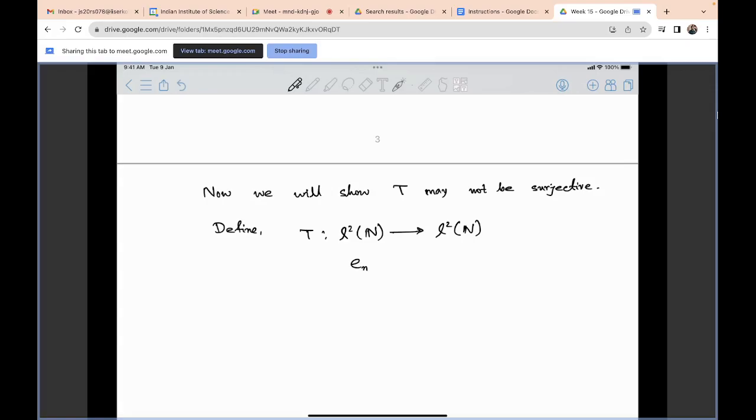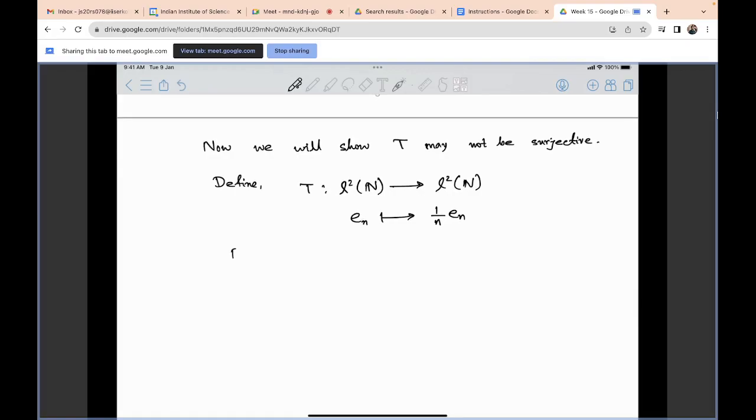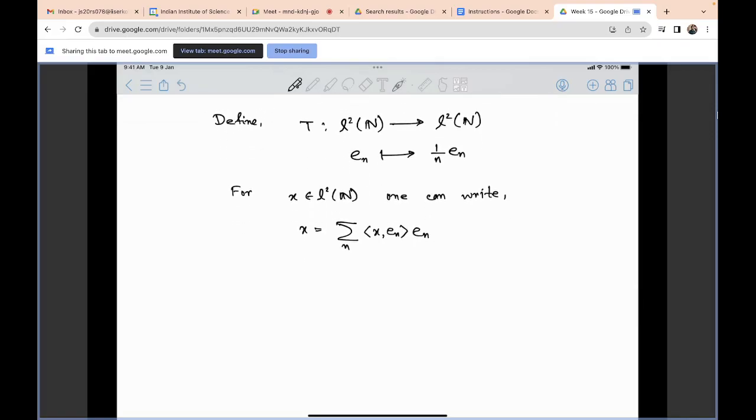So how will we map? So this has a basis. These are Schauder bases. I am mapping En to 1 by n En, right? And now I am extending this linearly to all x. So how am I extending, for x in l2? This you can write because the Ens are an orthonormal basis. One can write x equals the sum of inner product of x with En times En, right? So now we will extend it linearly. So T of x will be the summation over n of inner product of x with En times T En, and what is T En? So this is the summation of inner product of x with En times 1 by n En, right? So let me write it here, 1 by n En.